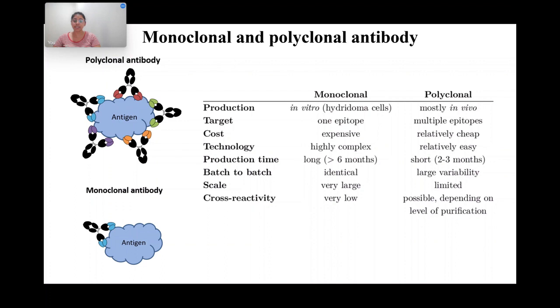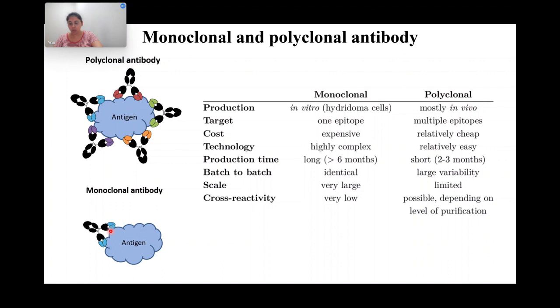You can see in the image here that, let's say, this is an antigen and it has several epitopes on its surface. If the antibodies are polyclonal, they can bind to different regions based on their different paratopes. But if all of them bind to a single domain or single epitope, that is called a monoclonal antibody. And a brief differentiation between them is, how are they produced?